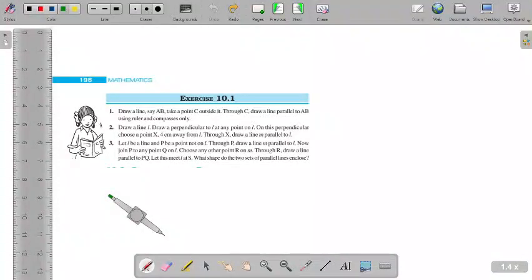First question is, draw a line AB, take a point C outside it. So let us draw a line. This is the line. We can say this is AB. Then we take a point C outside. Here we have taken the point A, then B. So this is line AB.